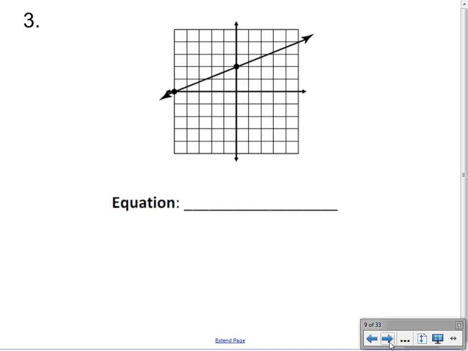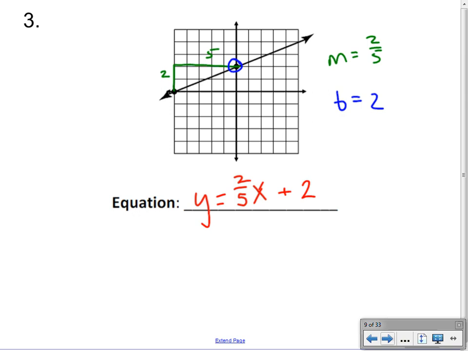Okay, another example. Again, I need to start by finding my slope. So I go up 2, right 5. So my slope, I'm going to write this off to the side here, is 2 over 5, which doesn't reduce. We have a y-intercept of positive 2, so that's b. So the equation is y equals m, which is 2/5, times x, plus b, which is 2. So our equation is y equals 2/5 x plus 2.